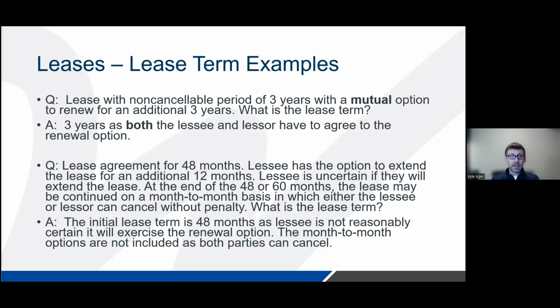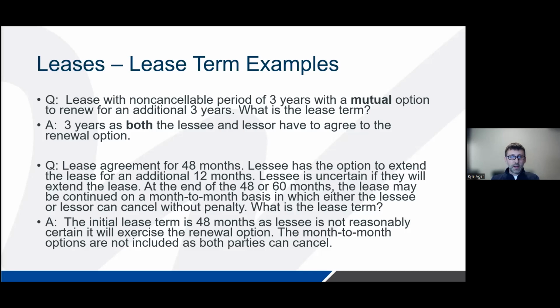In our second example, we have an agreement for 48 months. The lessee has the option to extend for another 12, but they're uncertain if they'll do so. And then at the end of that, either 48 or 60-month period, the lease can continue on a month-to-month basis, and either the lessee or lessor can cancel. What's our lease term there? It's just the initial 48 months because the lessee is not certain that they're going to exercise the renewal option, and then the month-to-month option is excluded because both parties can cancel it.